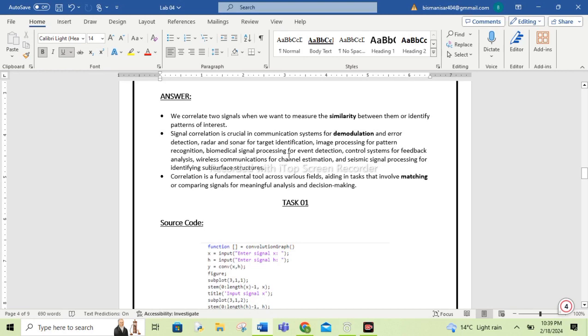We correlate two signals when we want to measure the similarity between them or identify patterns of interest. Signal correlation is used in communication systems for demodulation and error detection, radar and sonar for target identification, image processing for pattern recognition, biomedical signal processing for event detection, control systems for feedback analysis, wireless communication for channel estimation, and seismic signal processing for identifying subsurface structures. Correlation is a fundamental tool across various fields, aiding in tasks that involve matching or comparing signals for meaningful analysis and decision making.